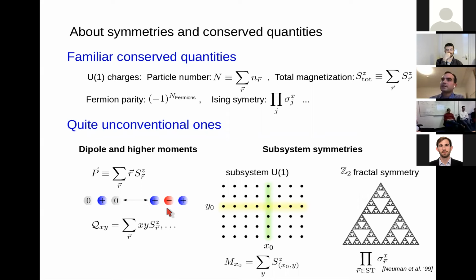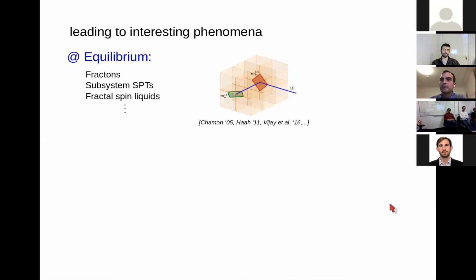Another family of these unconventional symmetries are so-called subsystem symmetries. Here, in this first family, not only is the total charge conserved in the whole system, but also along every column and every row of the lattice. There are also discrete examples of this, where you might have a symmetry transformation which only acts non-trivially on a certain fractal structure of the lattice. The reason people became interested in these unconventional symmetries is because they appear to lead to rather novel and interesting phenomena.